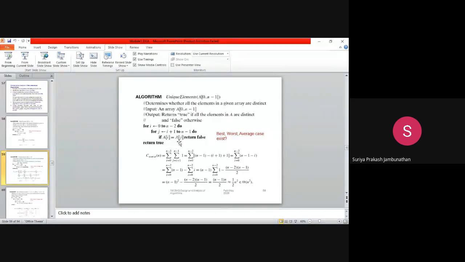So that is A of 0 equal to A of 4. What is A of 4 actually? A of 4 value, what did I tell? 15. A of 0 is 5. 5 equal to 15, condition is false.